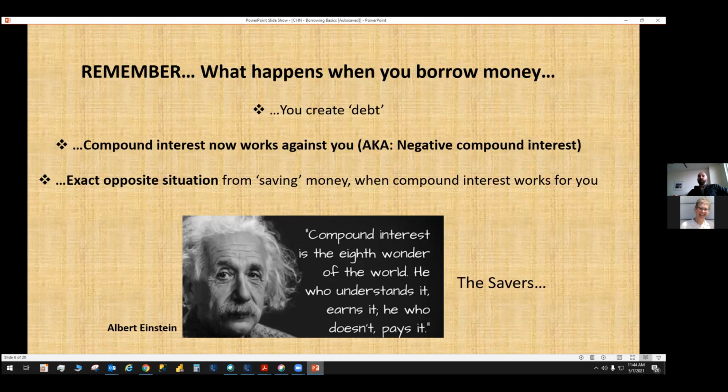Albert Einstein's quote is great. It says, compound interest is the eighth wonder of the world. He who understands it earns it, and he who doesn't pays it. That's the savers and the borrowers. But the idea here is that if you take out debt, you are the one responsible for paying that loan back. Therefore, you are the one paying the interest on that money that you borrowed.